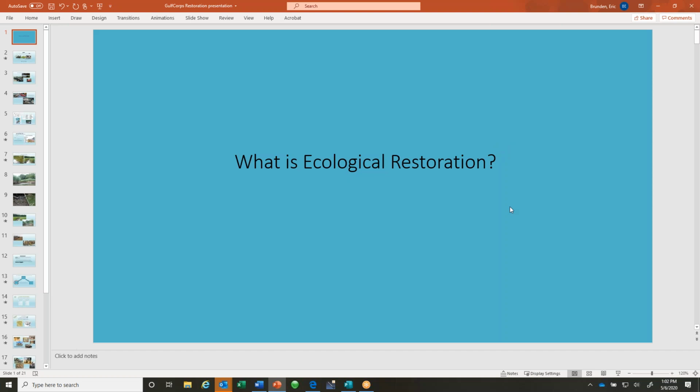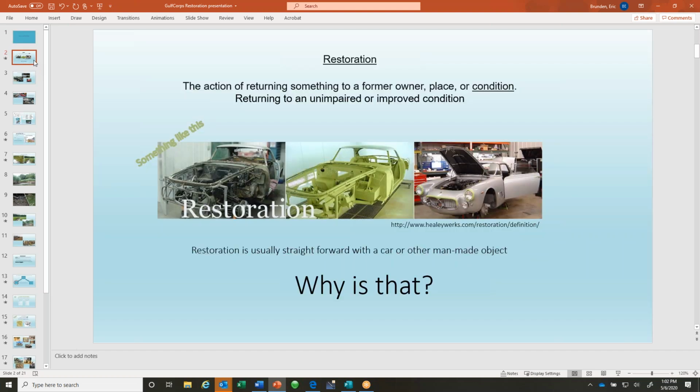So, start at the beginning. What is ecological restoration? Sounds pretty easy, right? Ecology and you restore it. But it gets a little more tricky than what you might consider. What you'd call restoration of a man-made object is the same term. You're trying to return something, in our case a habitat or a natural community, to a certain condition. That's what most people think restoration means.